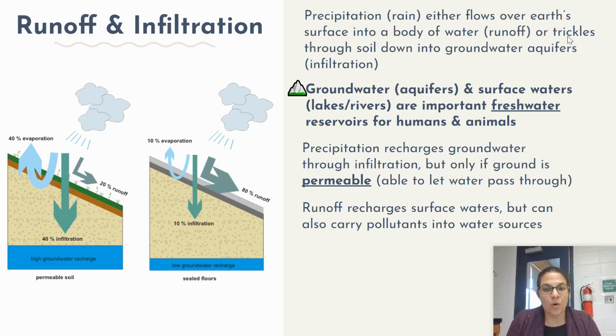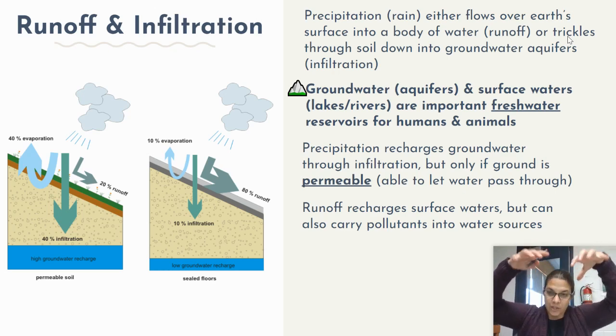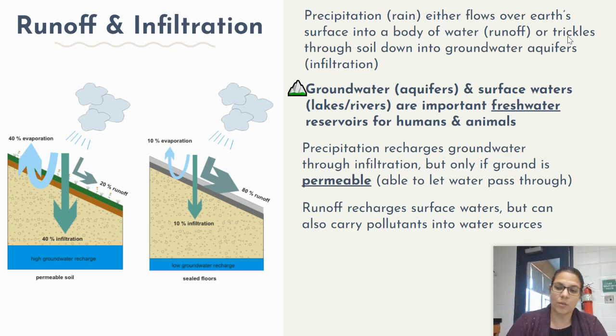Runoff recharges surface waters, but it can also carry pollutants into these surface waters. And then if you have aquifers with a lot of pollution on top of it, what happens is that pollution can actually infiltrate down into the groundwater as well.